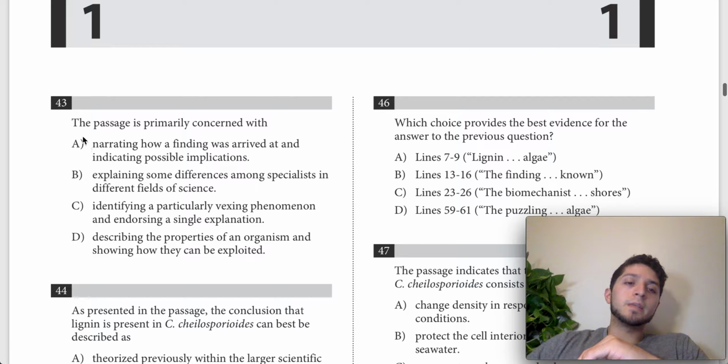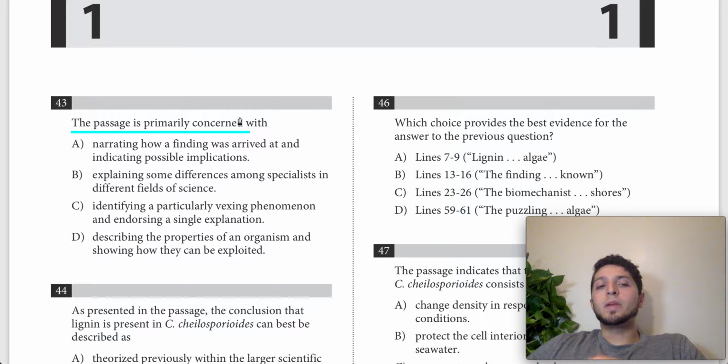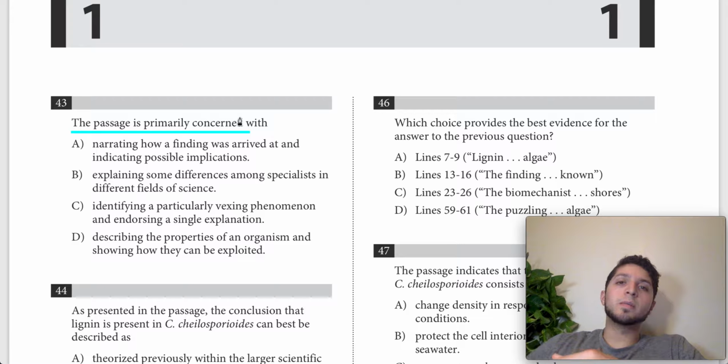And typically these types of questions are a little more general. They're asking sort of about the big picture. And this is asking basically what is the point of the passage? What is it that the passage is focused on? What is it concerned with?